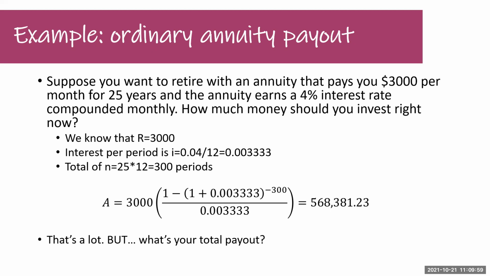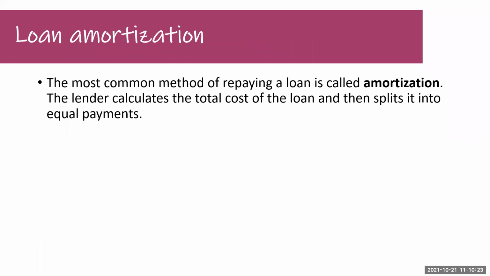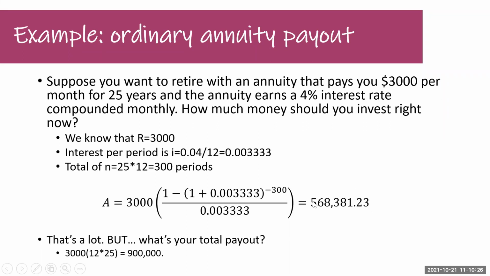Again, that sounds like a lot. I don't have $568,000 laying around. I'm sure that most of you don't either. But if you were to put this $568 and some odd thousand in, you will be receiving $900,000 total, because for every month for 25 years, you're going to get $3,000. So you only put 568 in, and you're going to get about 900 out. So it certainly grows and it's certainly worthwhile, but again, it's that whole lump sum thing.